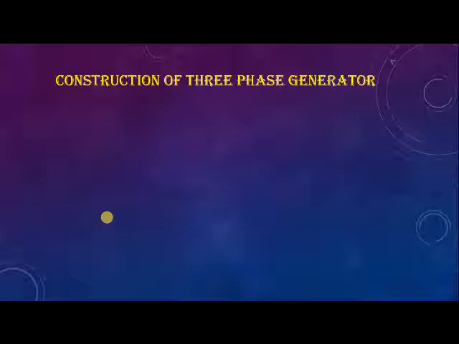So the generator has two parts, stator and rotor. All the stationary parts together are called the stator and all the rotating parts together are called the rotor. The stator comprises the stator frame, stator core and stator winding. And the rotor comprises the rotor core and rotor winding. In addition to that, we have slip rings and brushes. So these are the parts of a three-phase generator.